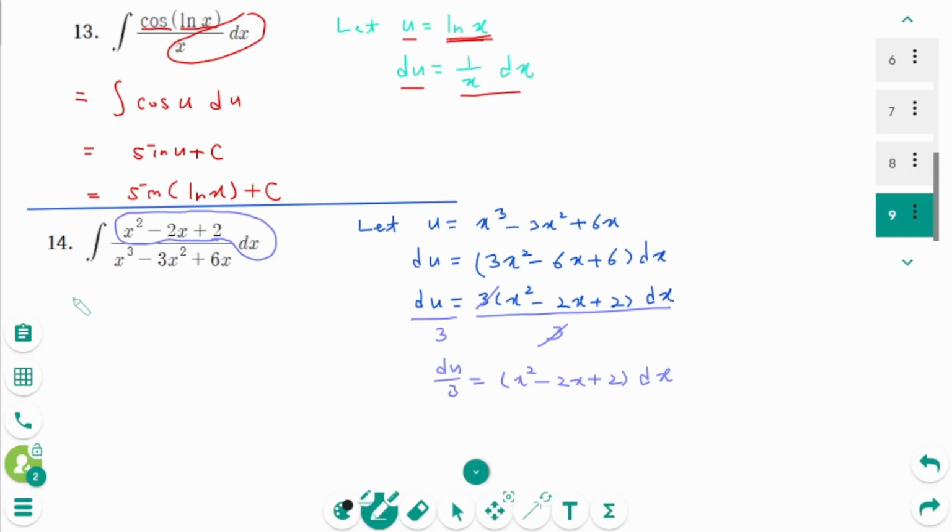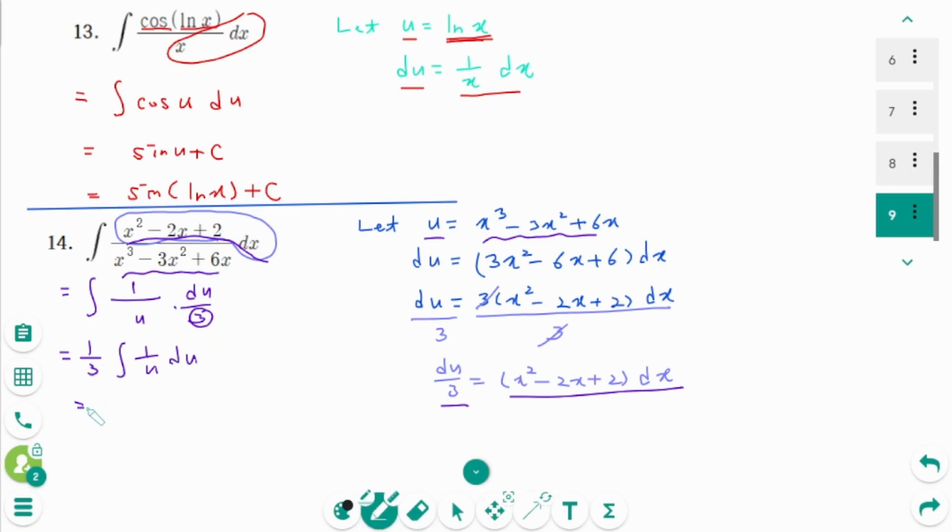Now replace all x with u. The integral of this part is du over 3, 1 over this part is u. We can rewrite as 1 over 3, the integral of 1 over u du equals 1 over 3 ln absolute value of u plus c equals 1 over 3 ln absolute value of u was this, x cubed minus 3x squared plus 6x plus c.